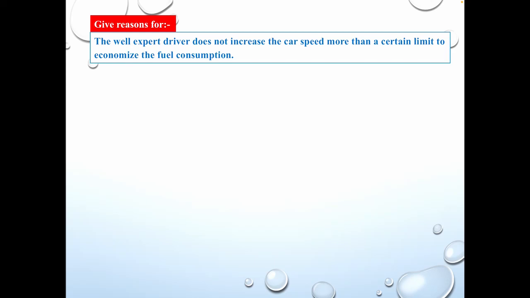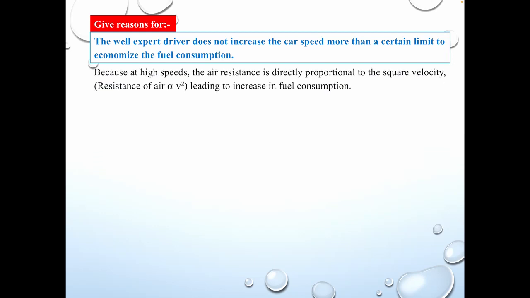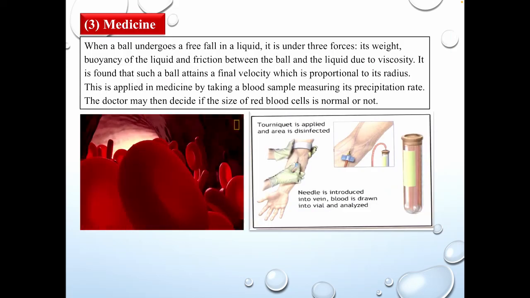Give reason: the well-experienced driver does not increase the car speed more than a certain limit to economize fuel consumption, because at high speed the air resistance is directly proportional to the square of the velocity, leading to an increase of fuel consumption.